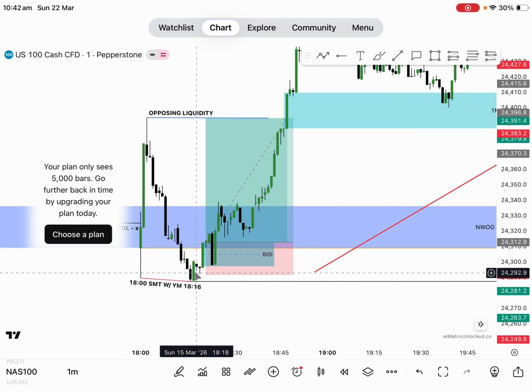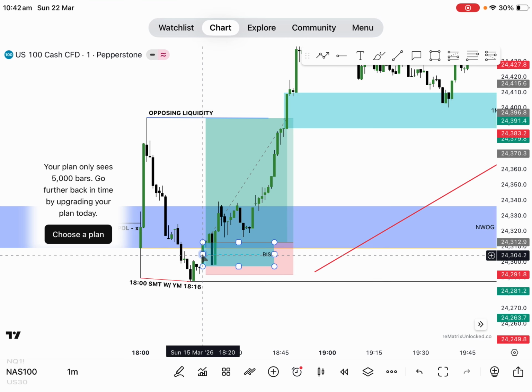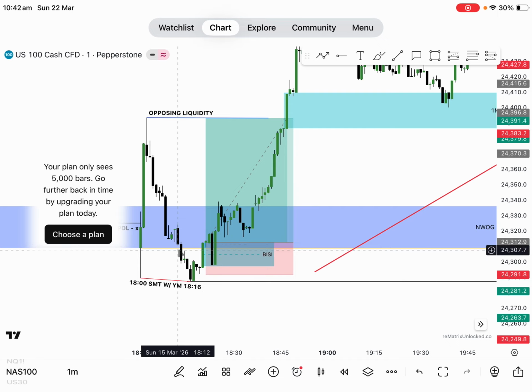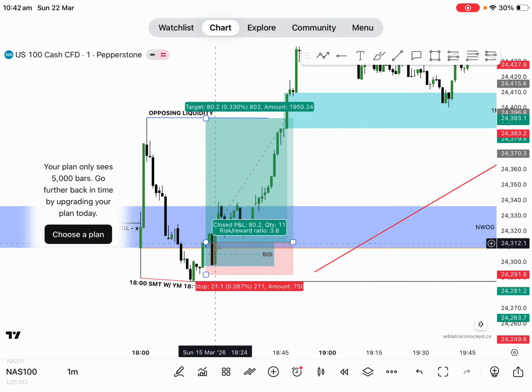And then look, as soon as you see that, boom, you start hunting for the first presented fair value gap, or IFVG. IFVG is also here, inversion fair value gap, but let's go with the FVG. Both would be tagged, don't worry. So FVG, as soon as you see that, you enter right here.